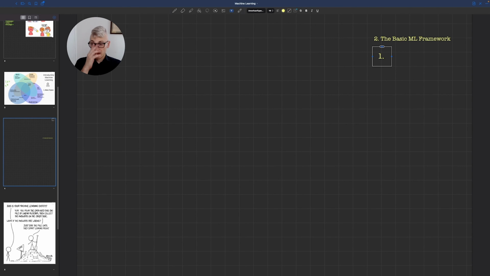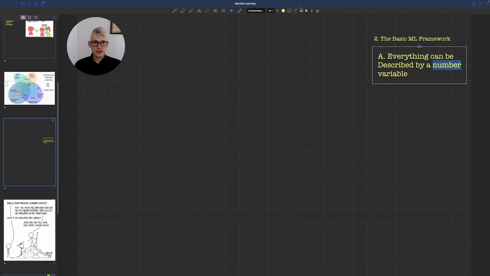So the first thing is we have a statistical intuition. And the statistical intuition I like to put as: everything can be described by a number. And because you don't really know what number it is, let's call that a variable. So let's start with the most popular variable of all time, x. Very often we'll have a set of data, and we'll call that data something like x.